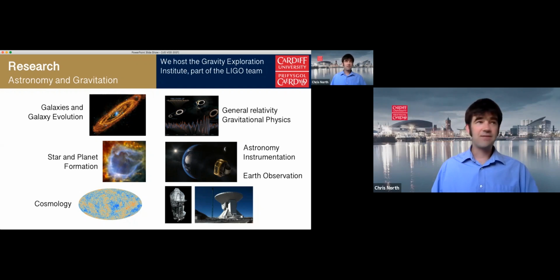In terms of gravity and general relativity, we have the Gravity Exploration Institute. They are linked with the LIGO team. LIGO is the gravitational wave detector, one of several around the world. There's Virgo and Kagra now as well, and a small one called GEO in Germany. It's a British-German collaboration. But those detectors have been detecting gravitational waves from, I think the catalogue is now 50 different objects or mergers of black holes or neutron stars across the universe.